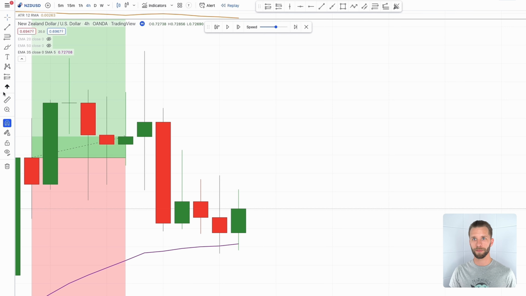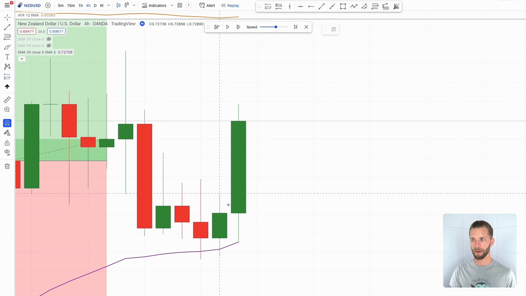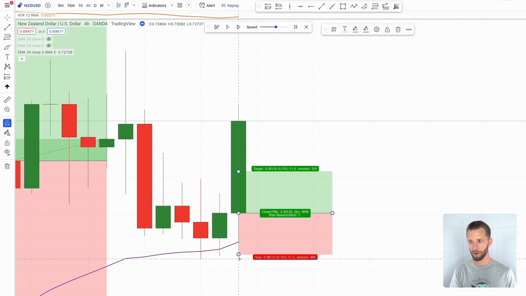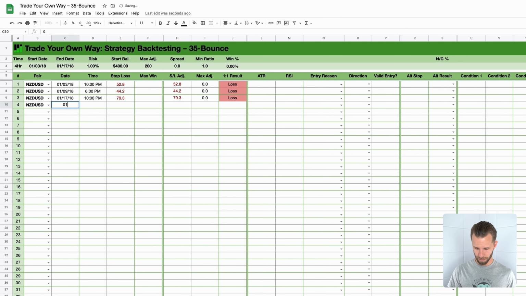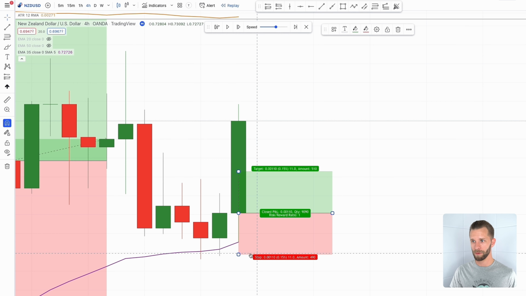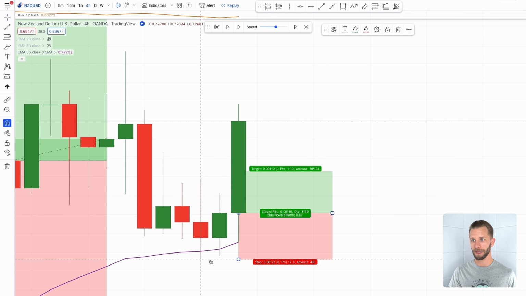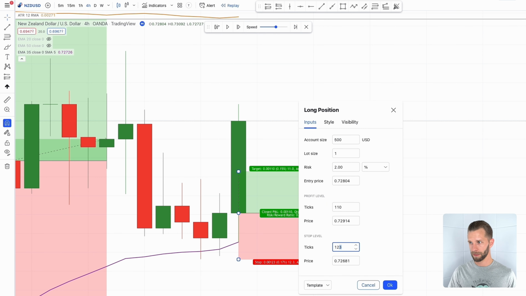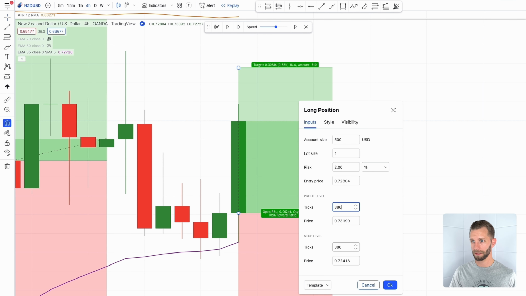Okay, we have another setup. So I'll move across 1 candle. Oh, that's looking good already. Put the open in there. January 21st at 10 p.m. January 21st, 18 at 10 p.m. And our stop loss will be swing low of the 2nd candle, ATR of the 3rd, 263. Let's go. That's 3, that's 6, and that's 2, 386.